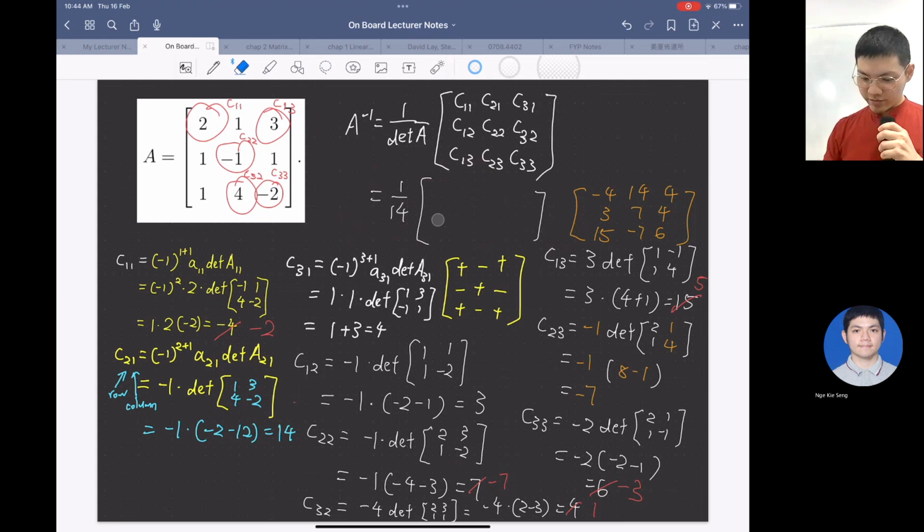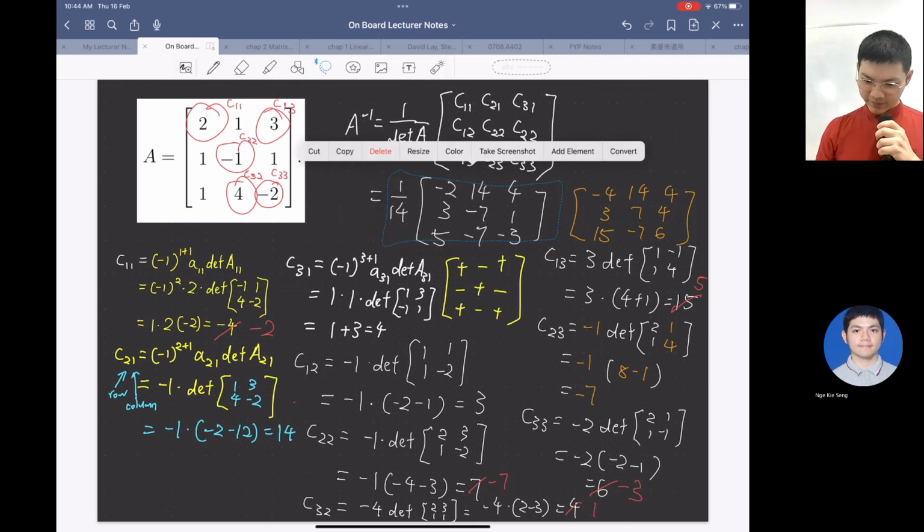So, okay. Can you tell me the whole matrix? So C11 is -2. C21 is 14, right? C31 is 4. C12 is 3. C22 is -7. C32 is 1. C13 is 5. C23 is -7. C33 is -3. Okay, let's try again.